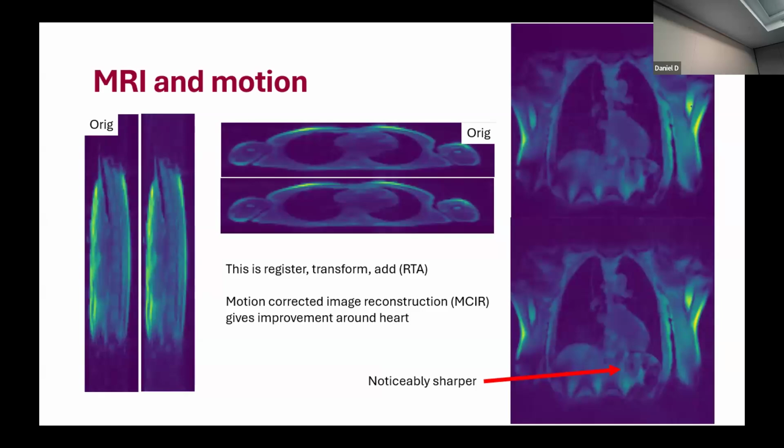The results when you do motion correction during reconstruction are similar. The heart is noticeably sharper when you do MCIR, but the streaking noise in the lung was not improving. It was getting slightly worse, so I didn't include that one here.